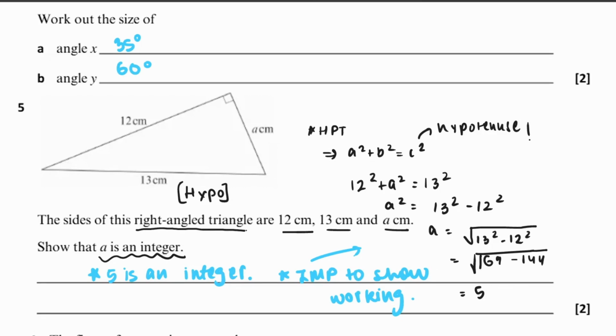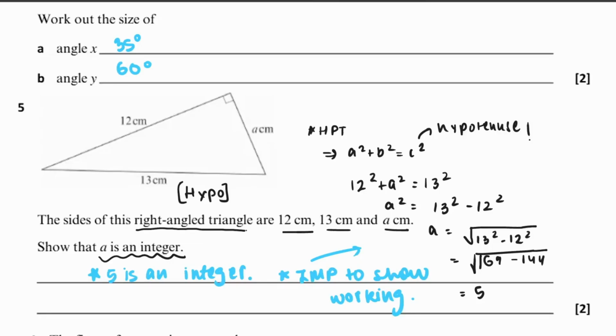The sides of this right angle triangle are 12 centimetres, 13 centimetres, and a centimetres. Show that a is an integer. So how will we do that? We are going to apply Pythagoras' theorem, which is that a squared plus b squared equals c squared. But you need to pay attention to the fact that c squared is actually the hypotenuse, and a, b, c are all lengths, by the way. So 12 squared plus a squared would give us the square of the hypotenuse length. So 12 squared plus a squared equals 13 squared. Now we will simply rearrange this equation to get a.